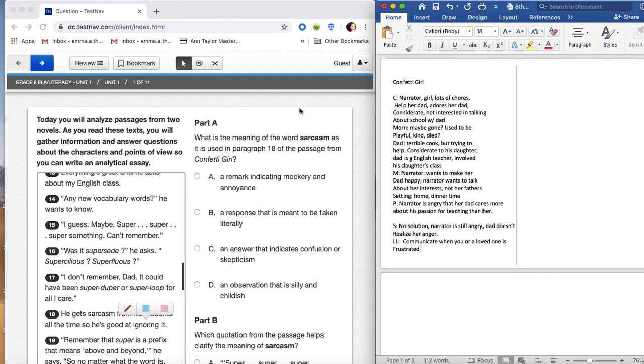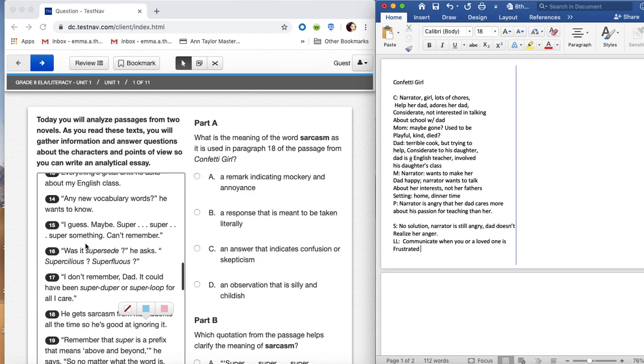Now that first question's been sitting on the right side of our screen tempting us. We didn't try to answer it before we read and completed our thinking job, did we? No way. But now that we've read and completed our thinking job, we need to move on to the questions. So I see question 1. Let's read the question and answer choices together. It says, what is the meaning of the word sarcasm as it is used in paragraph 18 from the passage Confetti Girl?